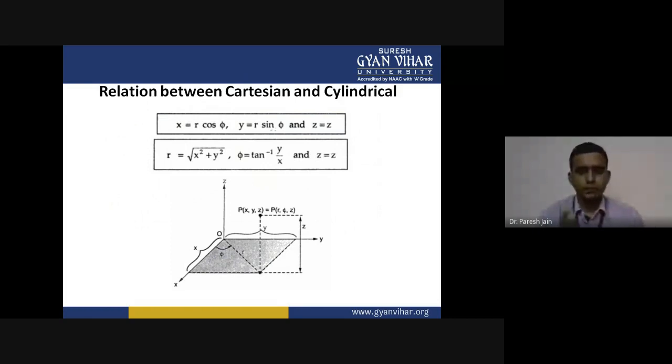Next, phi is defined by the tan inverse y by x. So tan inverse y by x, where y and x are in the Cartesian system, and phi is in the cylindrical system. If the values of y and x are given in the Cartesian system, you are able to find phi in the cylindrical coordinate system by this relationship. So z is the same as the previous. There is no change in the z in the cylindrical coordinate system.